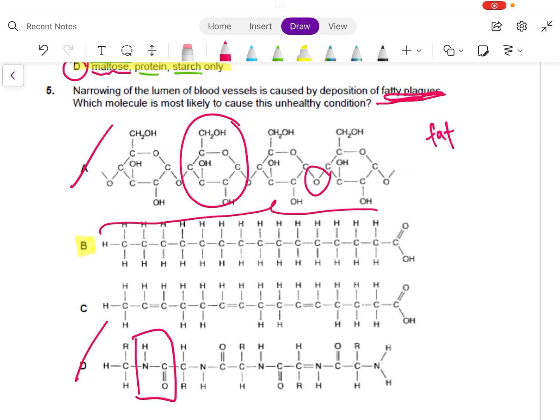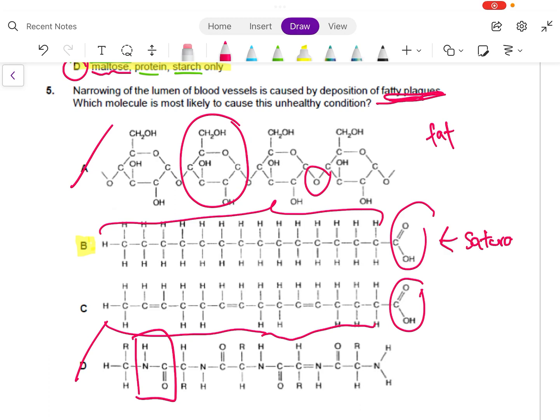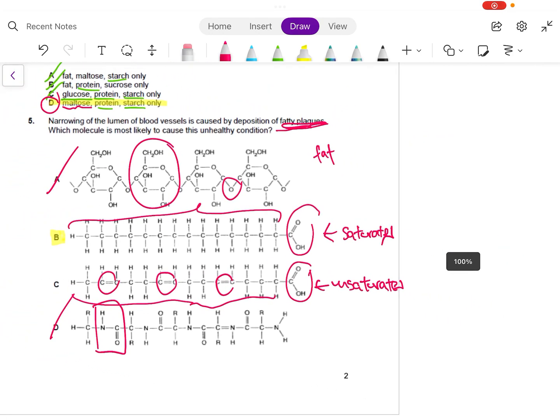I can tell because of this long hydrocarbon chain in both instances, and they also come with the acid part, fatty acid. Except one of them is saturated. This is saturated, and then this one below is unsaturated. How do I tell? The unsaturated fatty acid comes with a lot of double bonds. So which one is likely to cause fatty deposits?